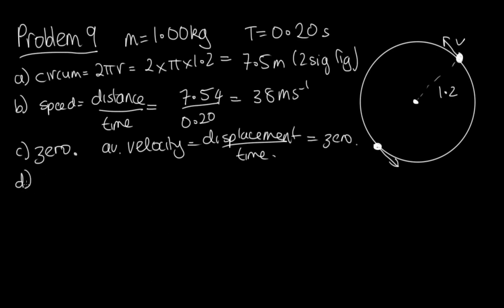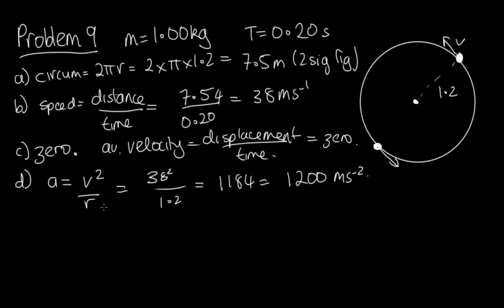Part D, we're asked what is the acceleration of the object at the point shown. So to do this, we can just use our circular motion equation. a is equal to the speed squared over the radius. So this is 38 squared over 1.2, and solving that one on the calculator, we get 1,184, which to two significant figures is 1,200 meters per second squared. And then as it's an acceleration, we should give a direction. The direction for the acceleration is towards the center of the circle.